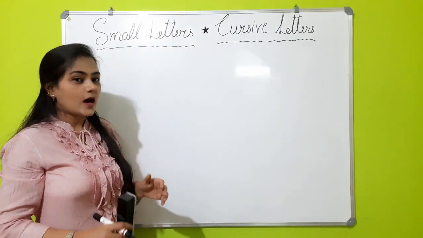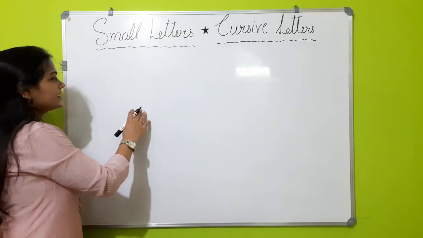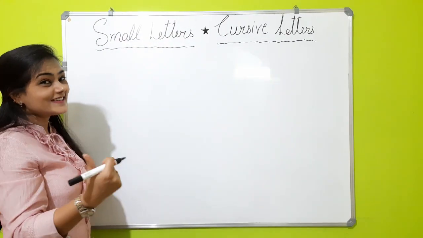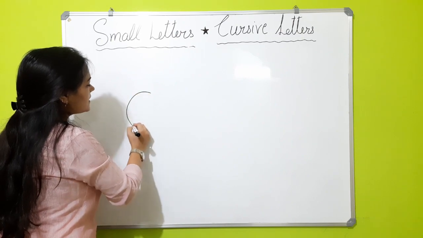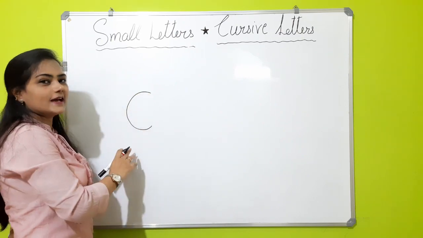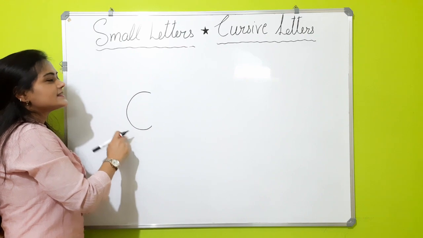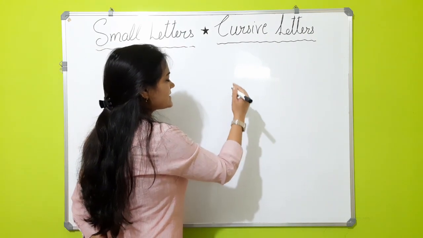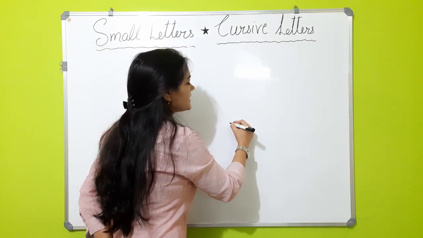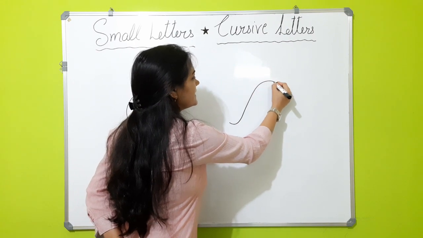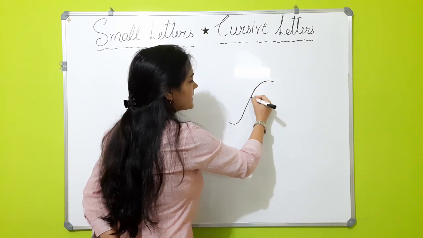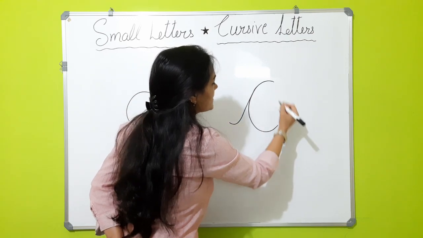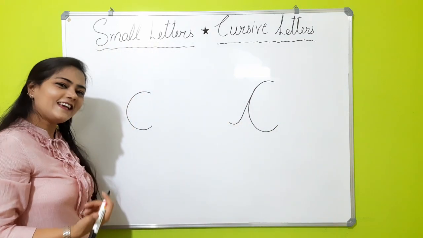Fine. So now let's learn to write letter C, which is the easiest one I feel. Just a small semicircle. ये है हमारा small letter C. अब इसको हम cursive में कैसे लिखेंगे? कुछ नहीं करना है, बस एक tail बनाना है. ये tail बनाया और फिर से back ऐसे आए और ये बन गया हमारा cursive letter C.